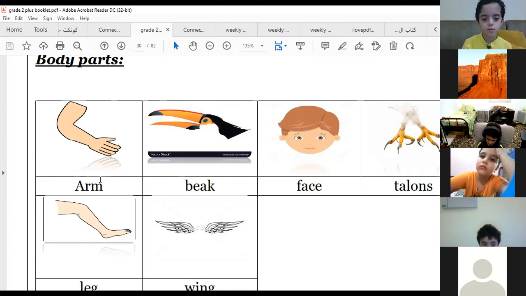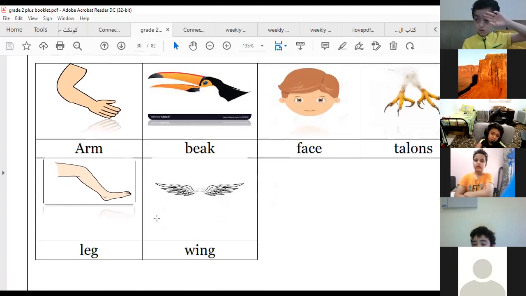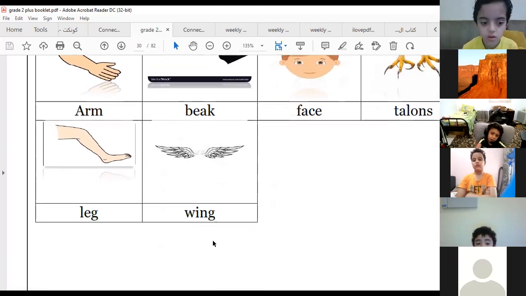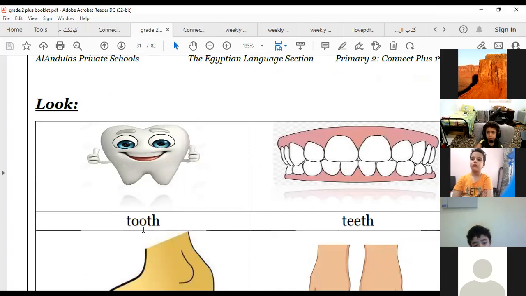Repeat after me, students. Arm. Beak. Face. Talons. Leg. Wing. Tooth.